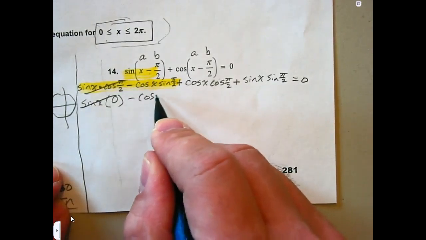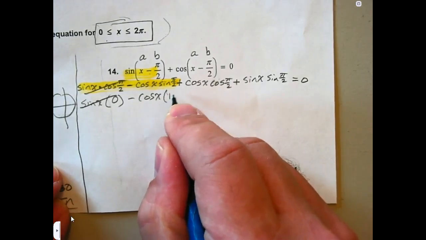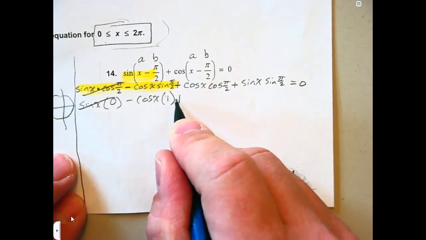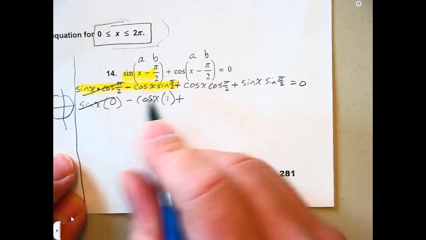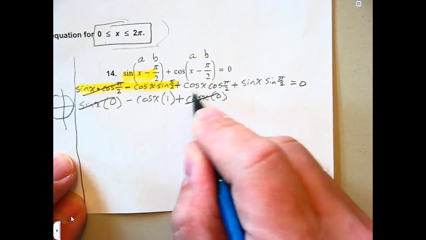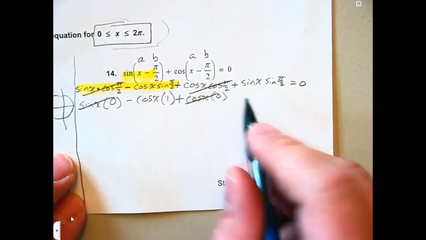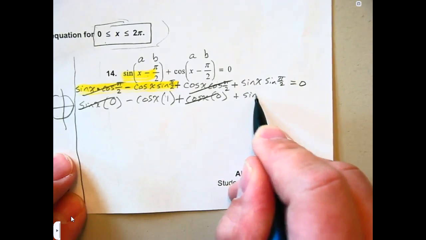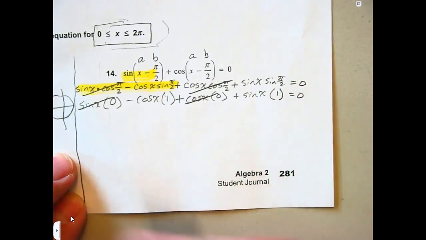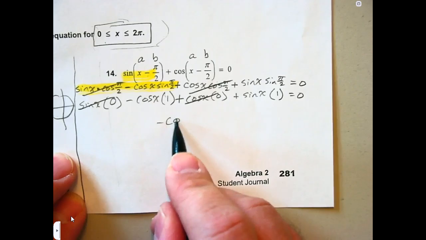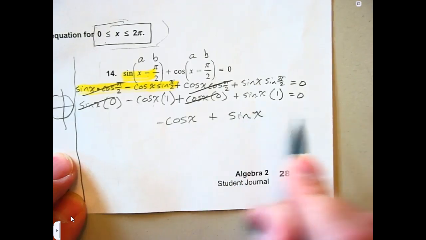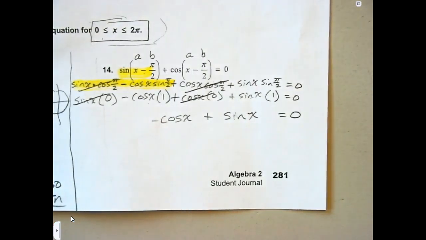Minus cos x sine pi over 2 is 1. At 90 degrees, sine is 1. Plus cos x cos pi over 2. Once again, we know this piece is going to be 0. So this part is wiped out by that 0. Plus sine x, and we know sine pi over 2 is 1. So really all that knocks down to negative cos x plus sine x. That is not the answer. That's where we're at right now.